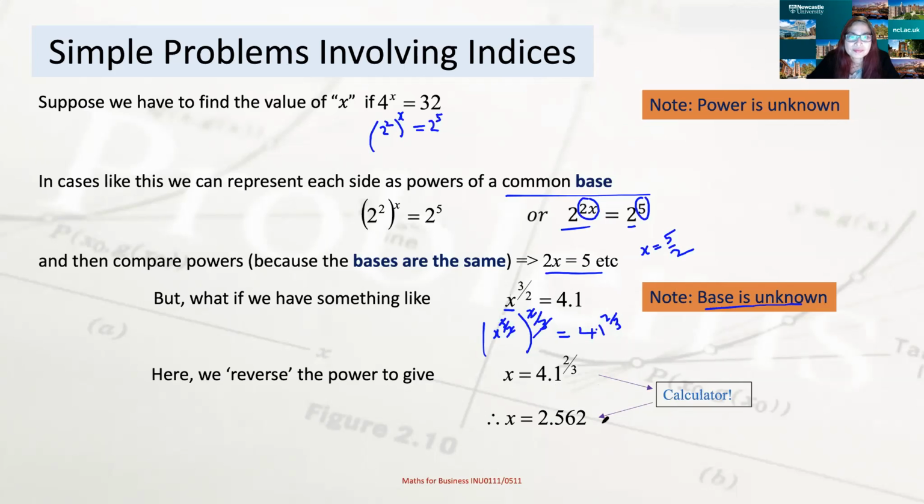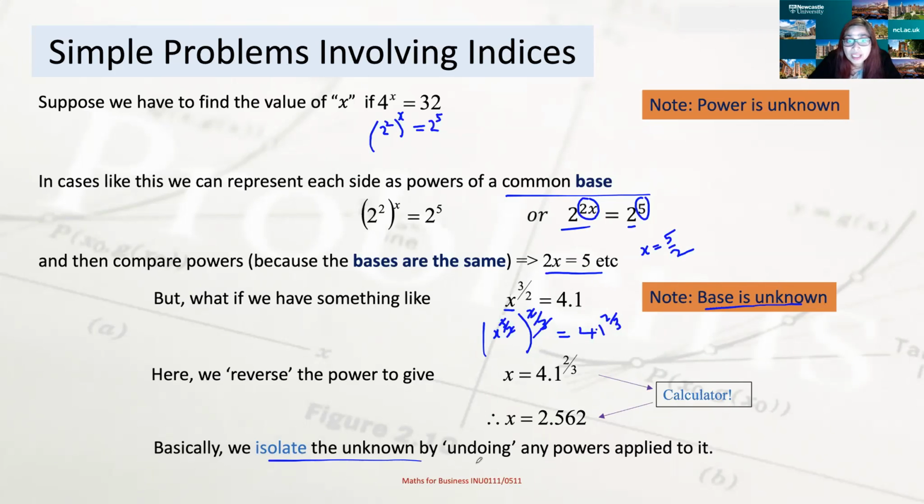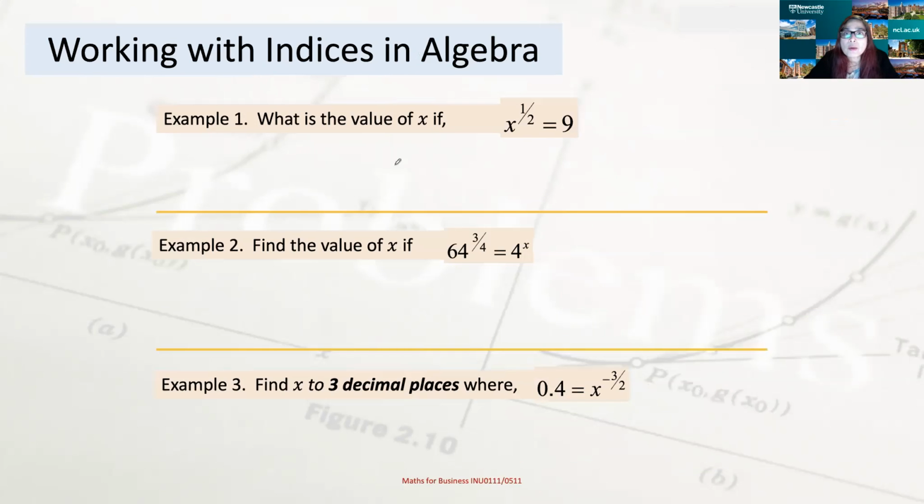So we isolate the unknown by undoing any powers applied to it. That's the way you solve for the unknown in these expressions. Now I want you to try these, okay? And I'll give you the answers once you finish.